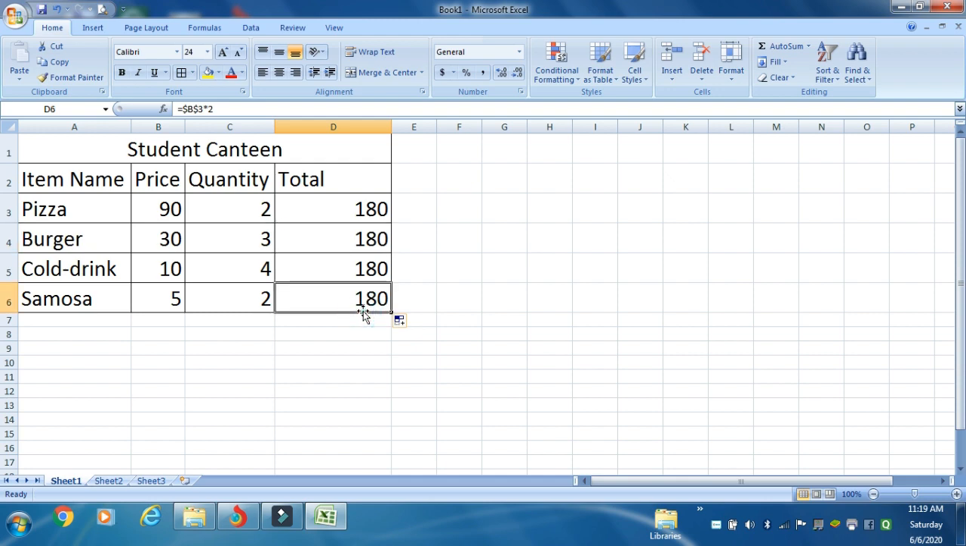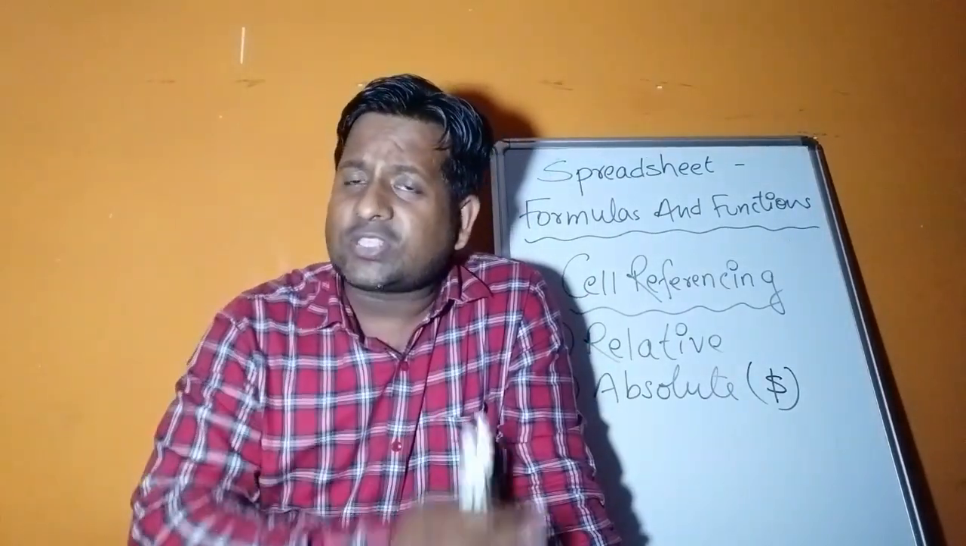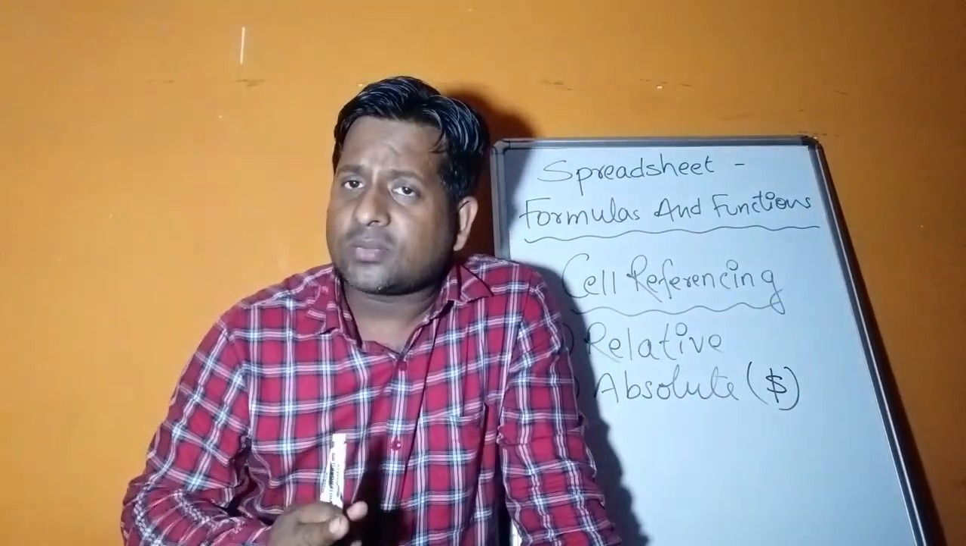You can see here also, everything is the same. So when both parts, the column as well as the row, remain the same, constant, even if you copy from one cell to another cell, such referencing is known as absolute referencing. Okay children, so now you understood what absolute cell reference is, isn't it?